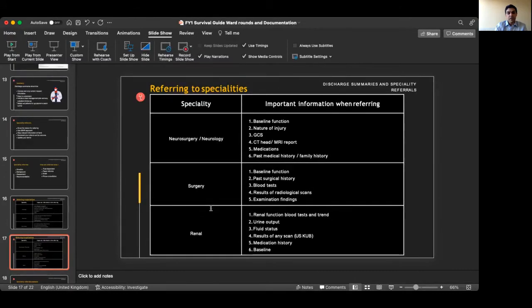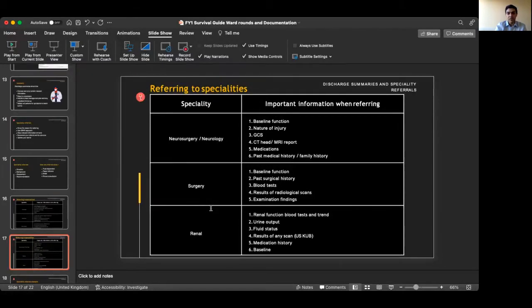When referring to surgery, the surgeons might want to know about the baseline function of this patient. So is this patient usually fit and well? The reason they want to know about this is so that they know, is this patient going to be fit? Are they going to be a candidate for surgery? Because if this patient is usually frail, they wouldn't tolerate general anesthesia very well. So hence they wouldn't be a candidate for surgery, and hence your surgeons wouldn't really accept these patients.